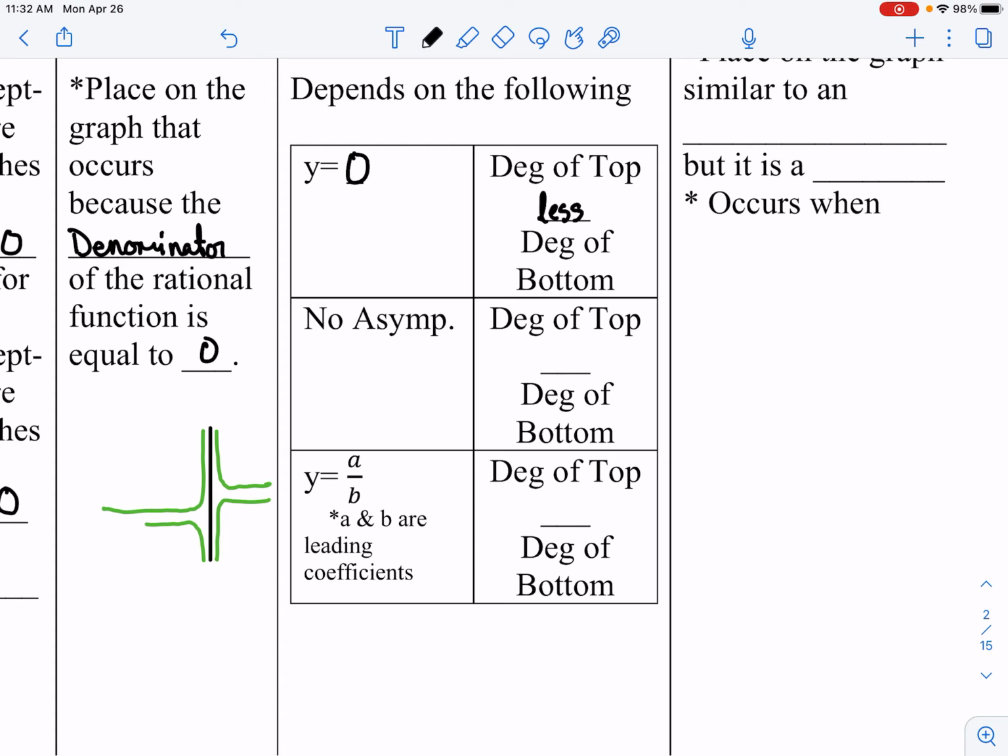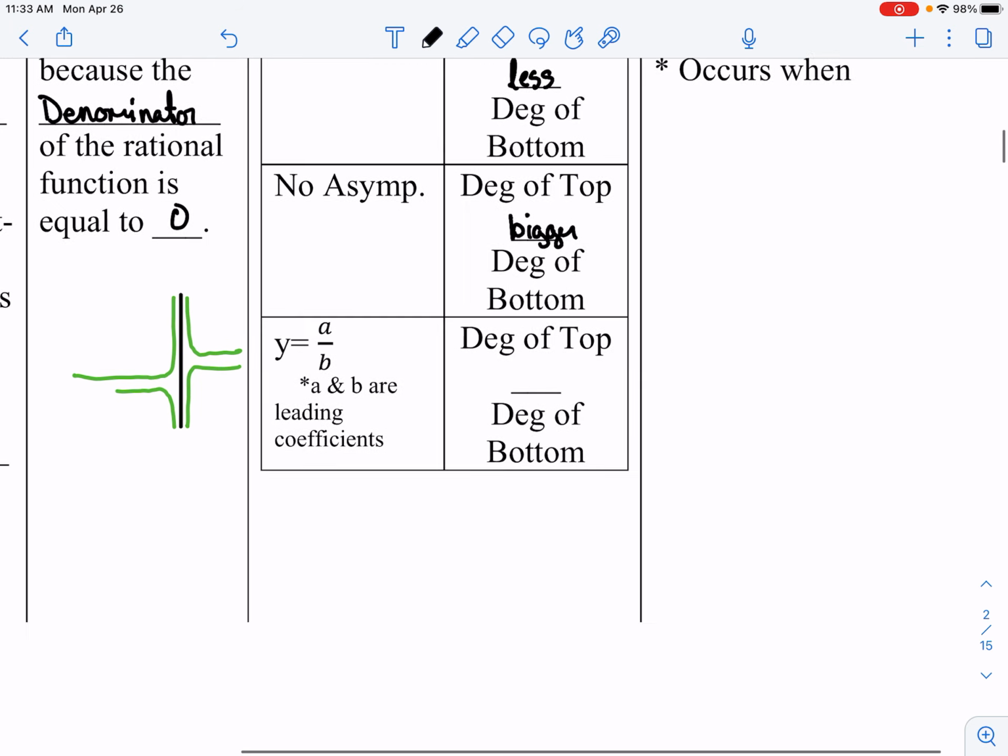Option 2, you do not have a horizontal asymptote. This happens if the degree of the numerator, or the degree of the top, is greater than or bigger than the degree of the denominator or the bottom of the rational function.